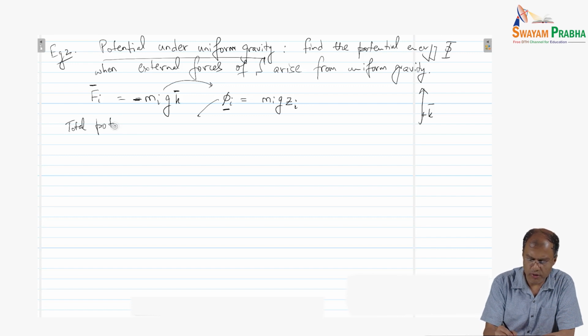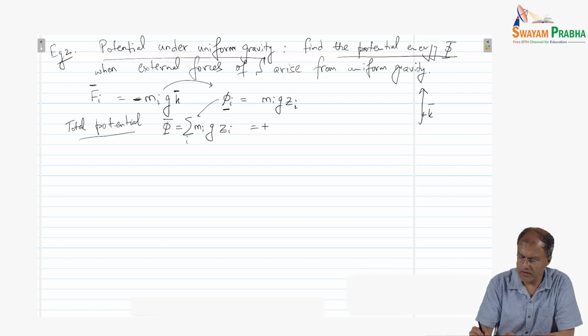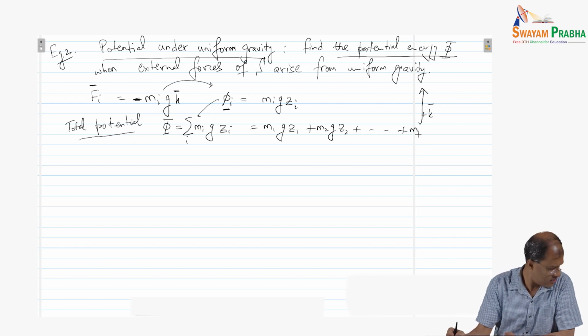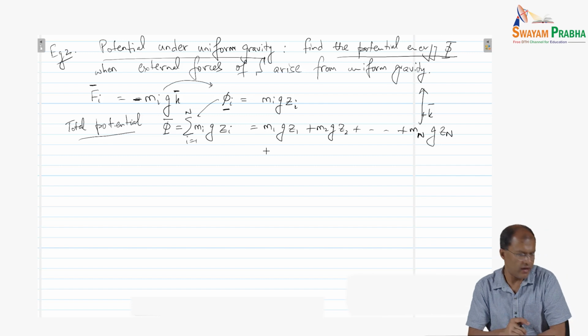What is the total potential? This is the total potential energy. So capital Phi is given by the sum over i of Mi G Zi. So this is going to be M1 G Z1 plus M2 G Z2 and so on, up to Mn G Zn, with i from 1 to capital N. So this is a finite sum.